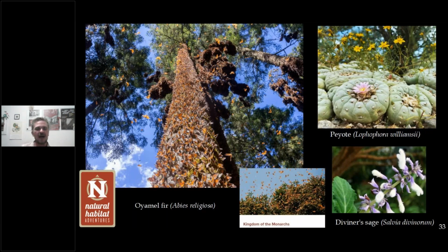Another Mexican plant used for centuries in shamanism is the diviner's sage. This is a psychoactive plant widespread in nature, almost only in Mexico, in the area inhabited by the Mazatec people of the Oaxaca region, who use it in religious rituals and rituals of divination and healing. You know, interesting. All right.